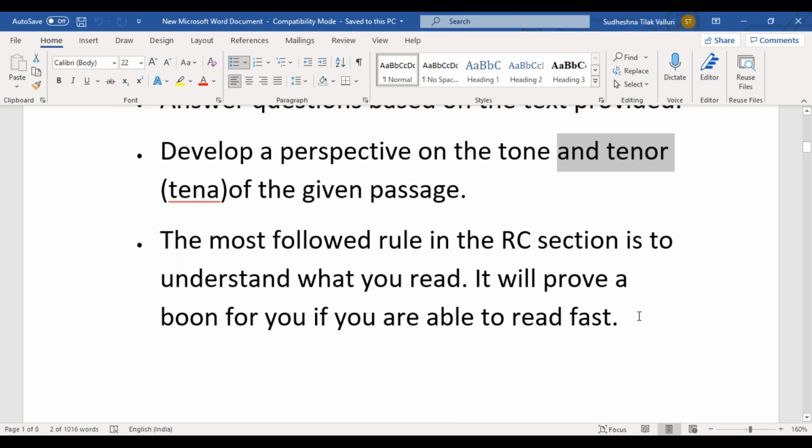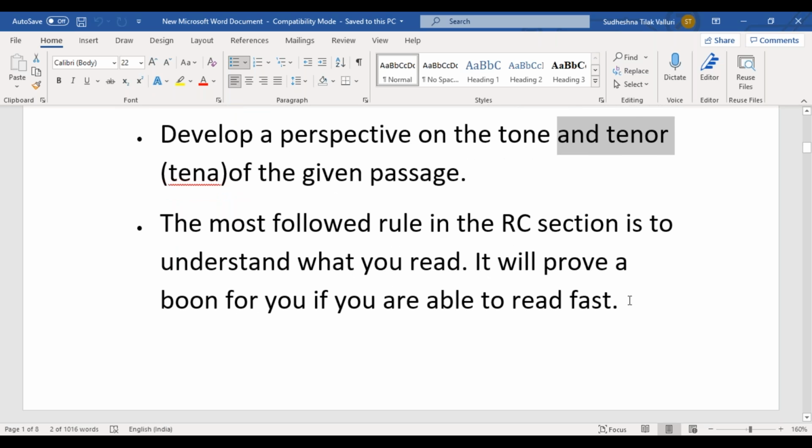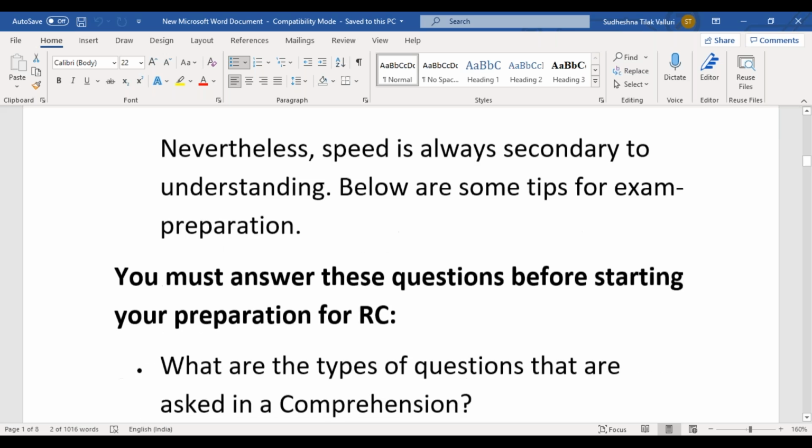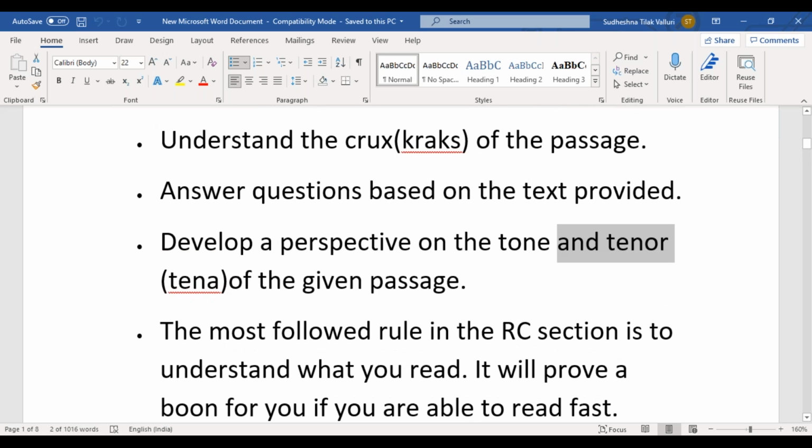So you should be able to understand whatever you read. For example, let us suppose the topic given is something about robotic technologies. You may know something more about it, but you should not put that knowledge here. You understand? You should understand only whatever is given in the passage, not anything away from that.